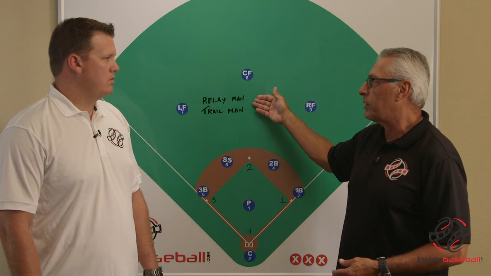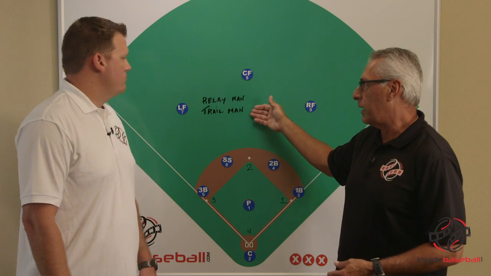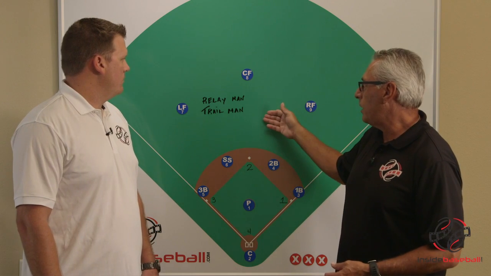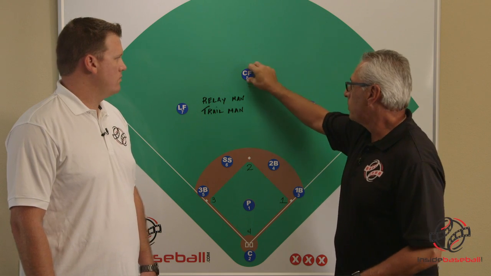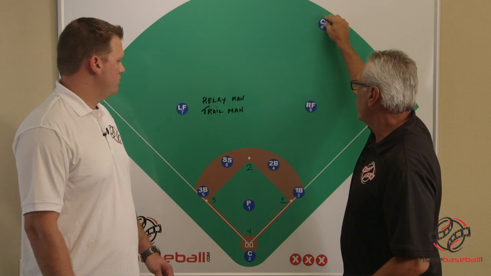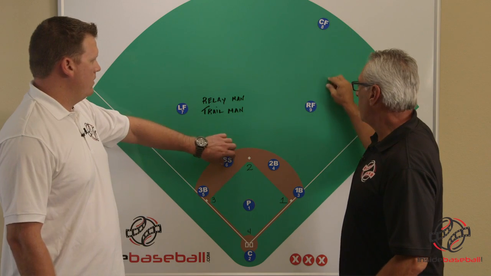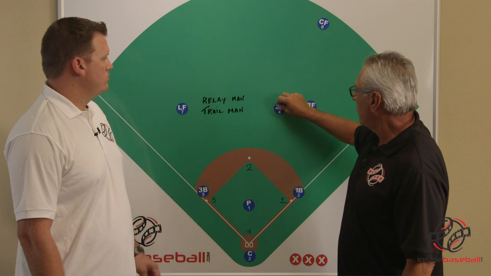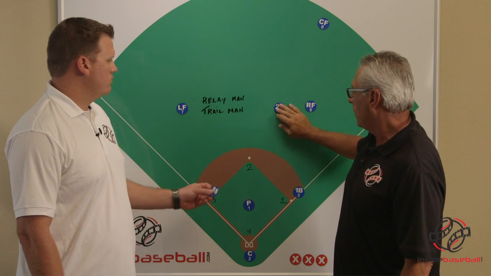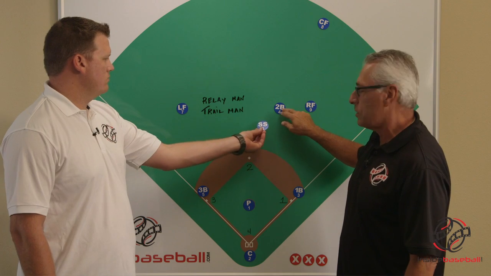Let's talk a little bit about the relay man and the trail man. All right, the relay man is the guy that's going to go out into the gaps. So say we have a ball that went into right center, right, Mike? Yep, right center. The second baseman is usually going out. He's what we call the relay man. All right, so he's going to come into this position.